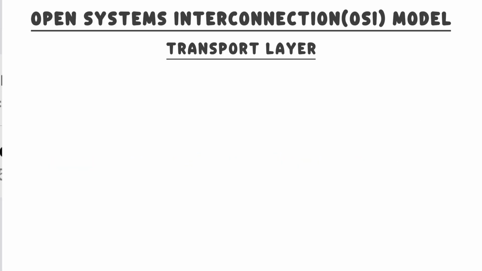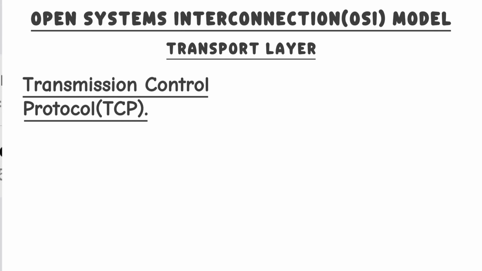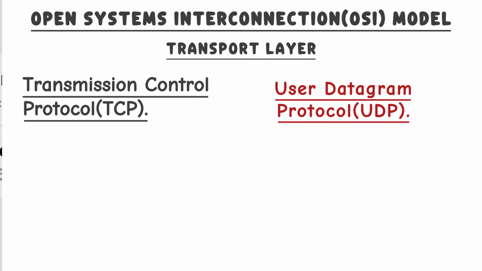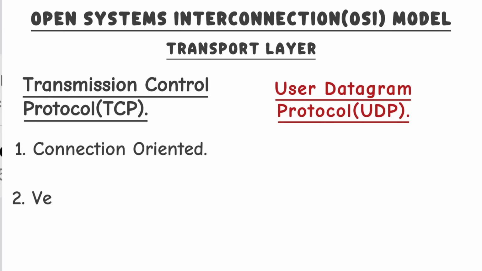Some of the major protocols being used in this layer are the Transmission Control Protocol, the TCP, or the User Datagram Protocol, the UDP. These protocols are used in data communication, with the TCP being connection oriented, which means it relies on a connection to be established between the two communication devices before data transfer takes place, and so it makes it a reliable form of delivery.